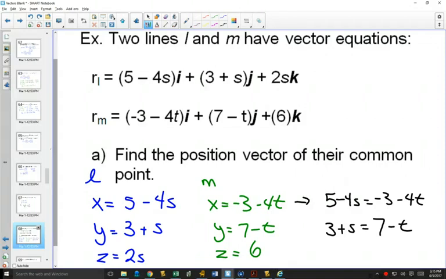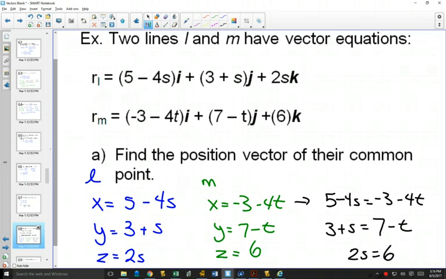And that might remind you of solving systems of equations, where if you have two equations with two variables, you can solve that using substitution, elimination, or matrices. At this point, though, if you go right into that, that's fine. But I would say it's not bad to look at all of your equations, because if we had looked at our third equation, we can solve something right away. Because if our z coordinates also have to be the same, that means that 2s has to equal 6.